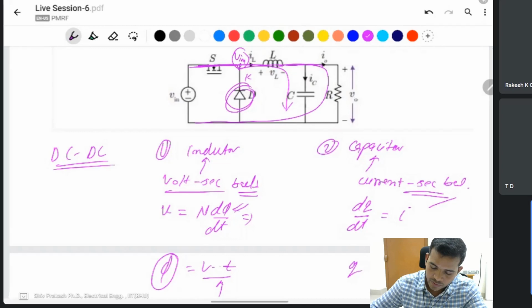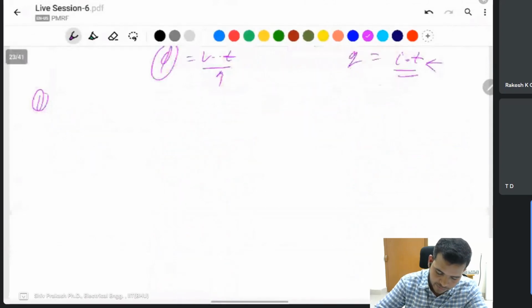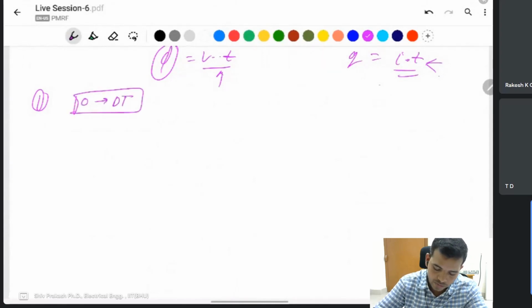The inductor will be charged. This is the output voltage. Then what is the voltage of the inductor? First, I will write here: 0 to DT time. DT means the duty cycle on time, and the off time is 1 minus D times T. And what will the circuit be?